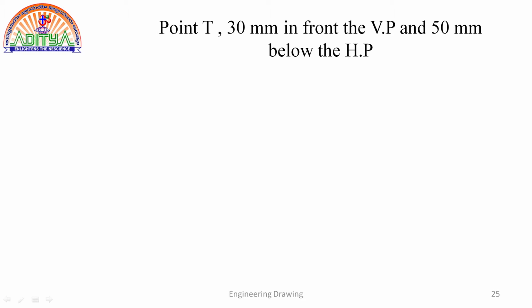See, the point T is 30 mm in front of the VP and 50 below the HP. In front of VP and below HP means in which quadrant is the given point T located? Below HP and in front of VP means it is clear that point T is located in the fourth quadrant. Now what we have to do? We have to draw the fourth quadrant.